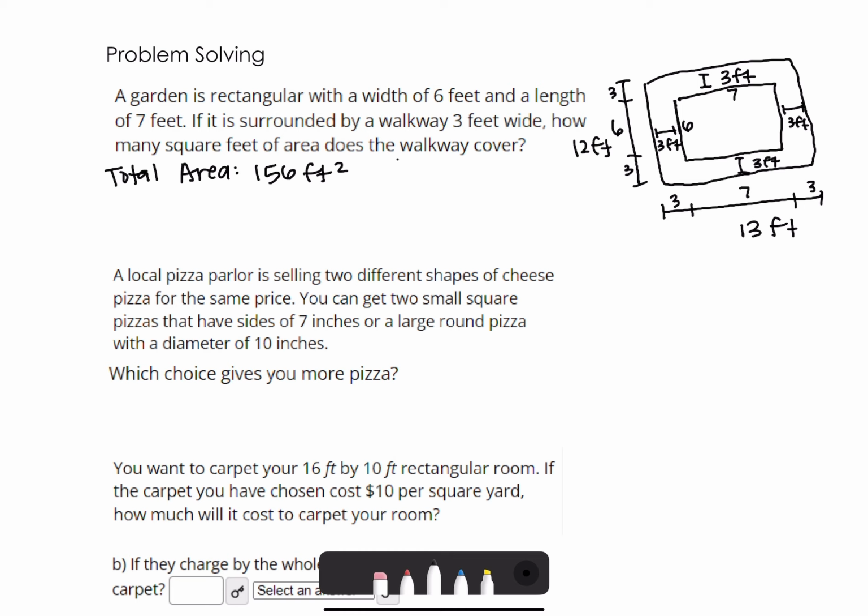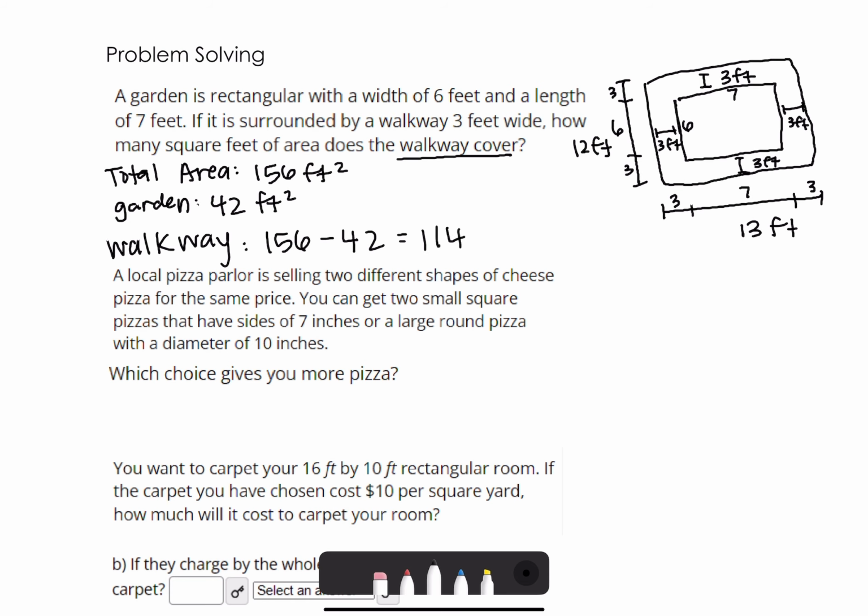But it's asking how much area does the walkway cover? So we need to find the area of the garden, which is 6 feet times 7 feet. That's 42 feet squared. And we subtract them to find the area of just the walkway. So that would be 114 square feet.